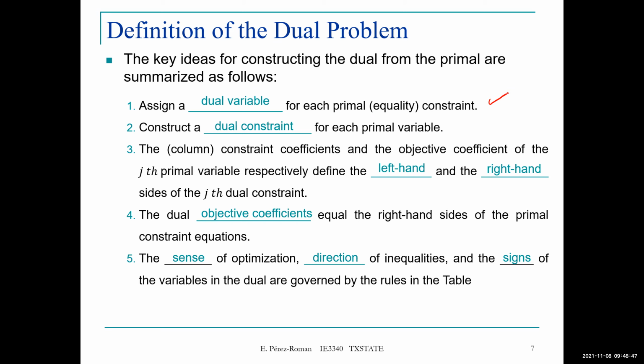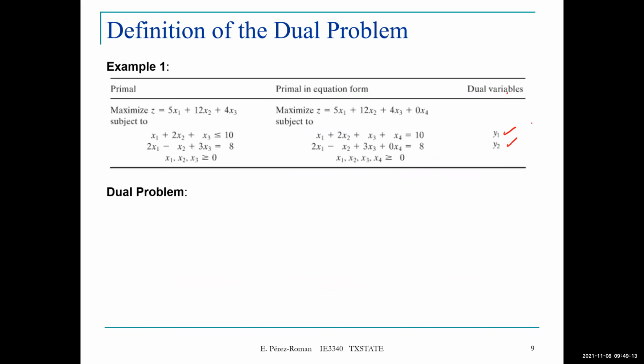And then we're going to do that by following this step: the column constraint coefficient and the objective coefficient of the jth primal variable will define the left hand and the right hand side of the jth dual constraint. The dual objective coefficients will be used to define the right hand side of the primal equations, and the center of the optimization will be given by the table that I show you here.